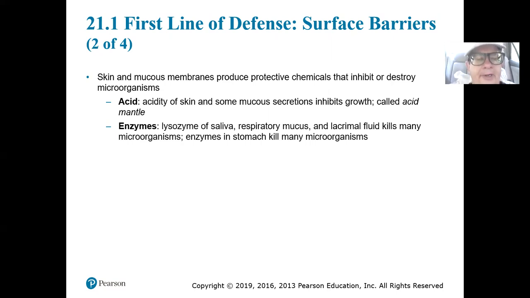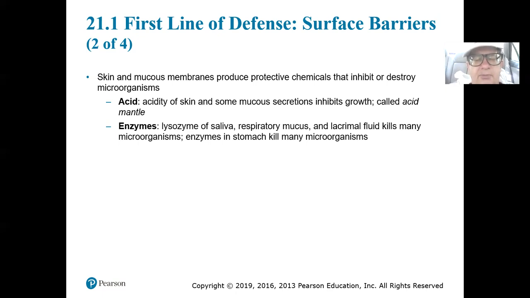We also have enzymes in our saliva, in our respiratory mucus, and our tears that will help destroy invading cells. That's also true in the stomach. There's an enzyme called lysozyme in your saliva, and lysozyme is an enzyme, as you probably guessed from the name, that lyses invading cells. Lysing is just a fancy way of saying to break the cell open. So it kills the cell by breaking it open.